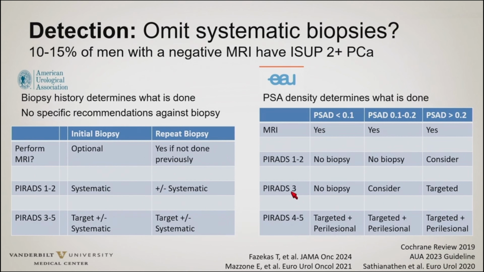In the setting of a PIRADS-3, sort of a low probability lesion identified on MRI, again, if the PSA density is very low, they recommend no biopsy. If it's higher, consider, and if it's high, do a targeted biopsy. And then for truly positive PIRADS-4 and 5 MRI, they recommend targeted plus or minus perilesional. Now, they're not recommending a full systematic template. They're recommending biopsies of the target and around that same area. So interesting differences between the two guidelines.